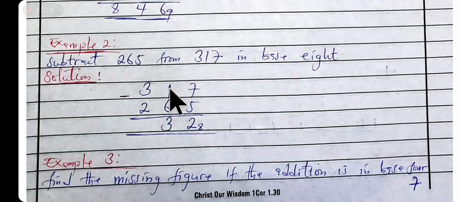It will become 9. Why? Because that 1 you borrow, the value is 8, because you are operating in base 8. So if you add 8 to this one, it is 9. 9 minus 6 is 3. Remember, you have taken 1 out of 3 already. That 1, we call it 1, but the real value of that 1 is the base, which is 8.